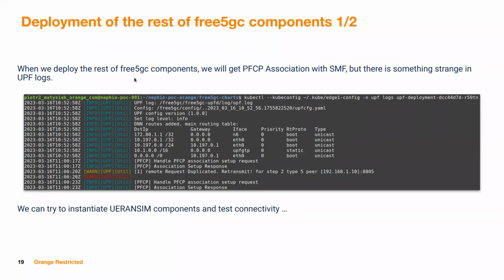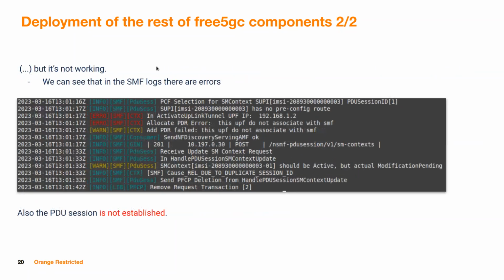Even if I change the command, I got this strange log. There is a communication with SMF from the UPF perspective, but this is the first time I saw some requests duplicated, with warnings and some errors. But I tried to give it a chance, so I deployed the UERANSIM and tested connectivity. Of course, it didn't work. Even in SMF, there are some errors and warnings.